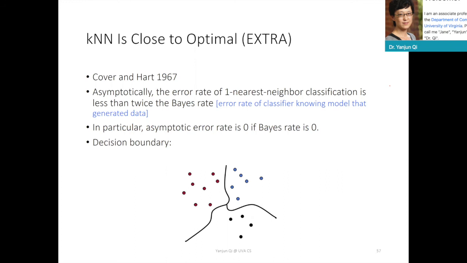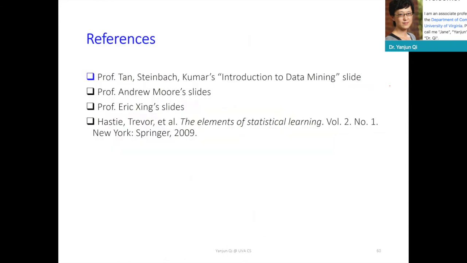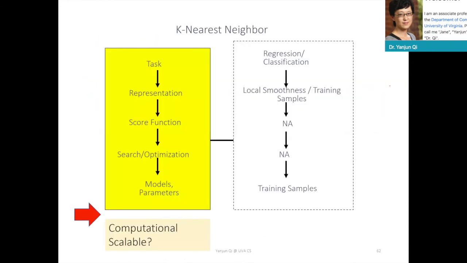There's a reason why, even though people don't start from this principled reason, fundamentally it's a good method, and it has indeed had profound influence in many different scientific domains. Many things we're doing are, in fact, k-nearest neighbor; we just don't name them that way. So is k-nearest neighbor ideal? There are a lot of slides I put in the extra, feel free to check those out, just to give you a quick taste, because this is such an interesting topic.